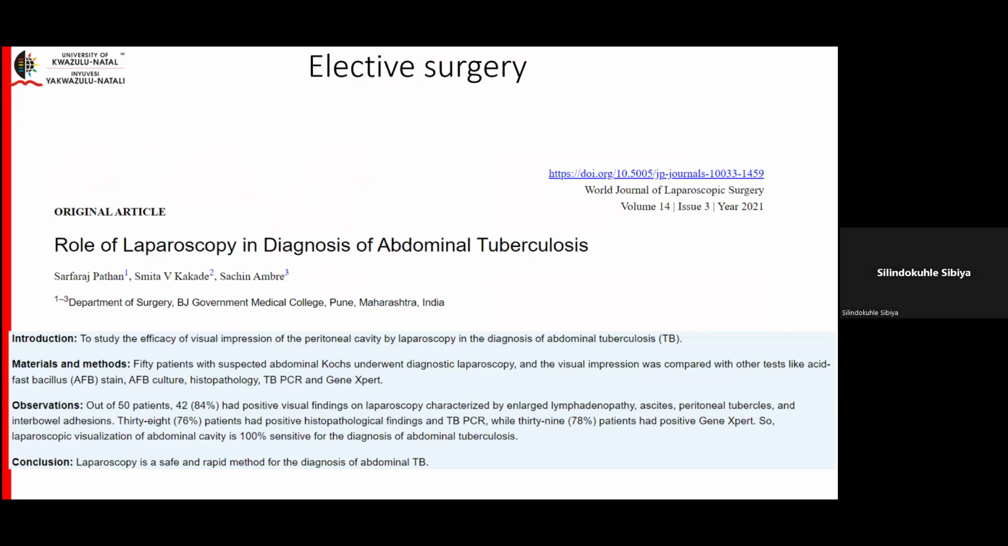And out of these 50 patients, 84% had positive findings on laparoscopy, characterized by enlarged lymph nodes, ascites, peritoneal tubercles, and interbowel adhesions. And then 76% of the patients had positive histological findings of TB, PCR, and 78% had positive GeneXpert. So laparoscopic visualization of the abdominal cavity is 100% sensitive for the diagnosis of abdominal TB. And they concluded that laparoscopy is a safe and rapid method for the diagnosis of abdominal TB, especially if one is faced with a diagnostic dilemma.